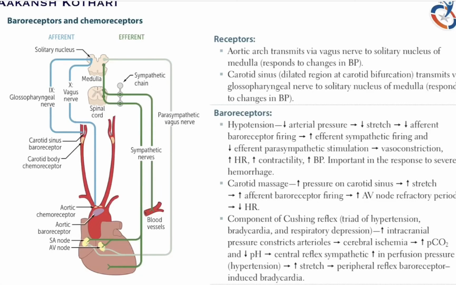Now, when there is an increase in the stretch, the brain thinks that it is a high blood pressure situation because of increased afferent baroreceptor firing. When the stretch is high, the firing will be high. If the firing is high, then there is more signal sent to the medulla oblongata. Eventually, it will think that there is excessive blood pressure and hence there will be an increase in the AV node refractory period. AV node refractory period increases, resulting in decrease in the heart rate.